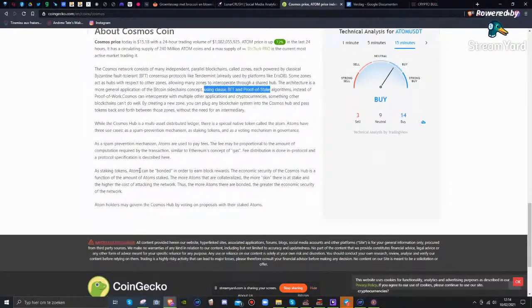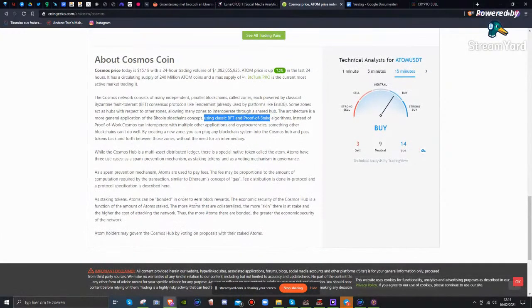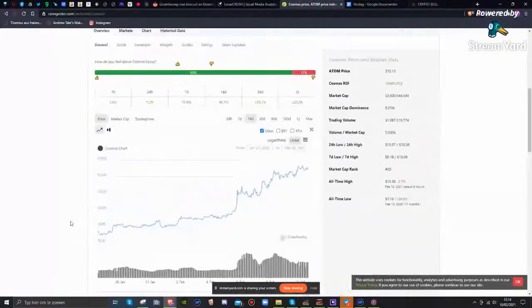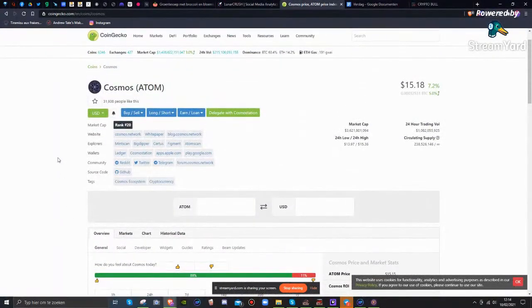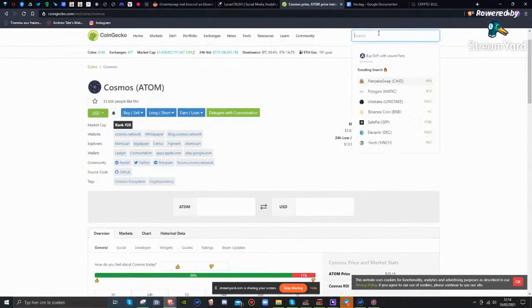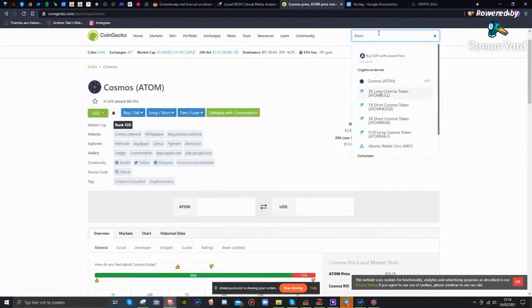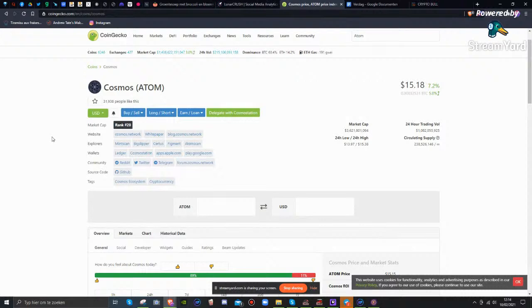Spam prevention mechanism can be born in order to unblock rewards. Security of the Cosmos is a function of the amount of atoms staked. Yeah, so the Atom is being used as a mechanism. Now, seeing there is no further distinction, I'm going to look it up. I know it's inherently tied to Cosmos, so I will have to look further into Cosmos.